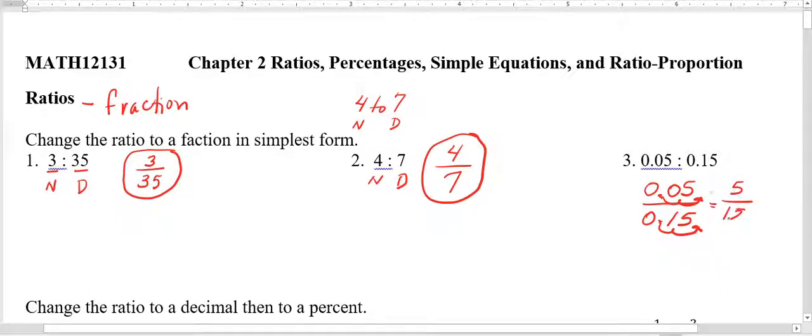And so now what goes into 5 and into 15? 5 goes into both of them. So I can reduce them both by 5. And I will have 1 over 3. Because 5 divided by 5 is 1. 15 divided by 5 is 3. So 1/3 is my ratio as a fraction in simplest form.